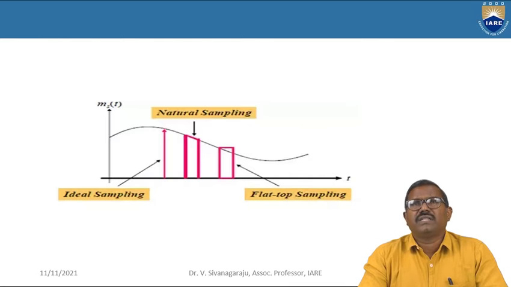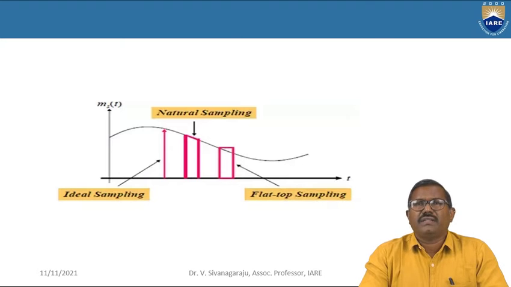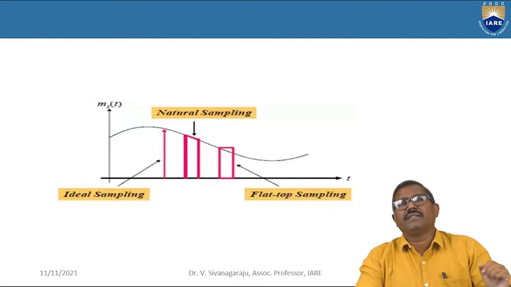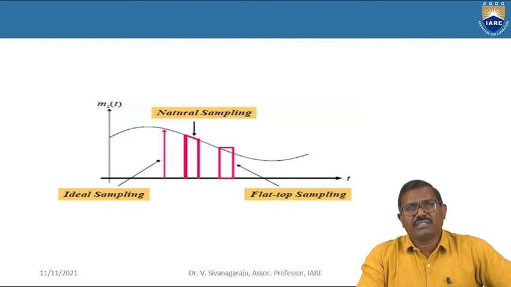In this picture we can see three types of sampling. The first one is ideal sampling, which is impulses, the second is natural sampling, and the third is flat top sampling. So here we have three varieties of sampling.